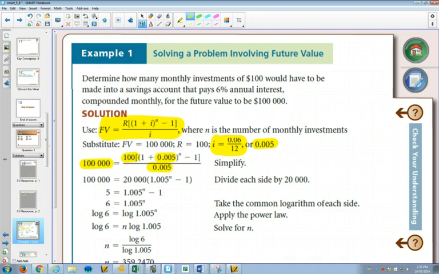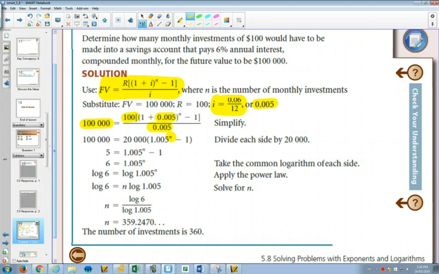Now here, you have to solve for n. Where's n? It's in the exponent. So we do your algebra to get everything together. You'd divide through by 20,000, get your exponent by itself. Then you can take the log of both sides, the same way that you solve logs all the way along. That would allow you to use your exponent law to bring the n in front. And solve it, and you get n is 359.24.